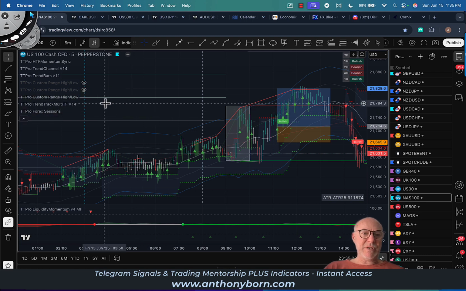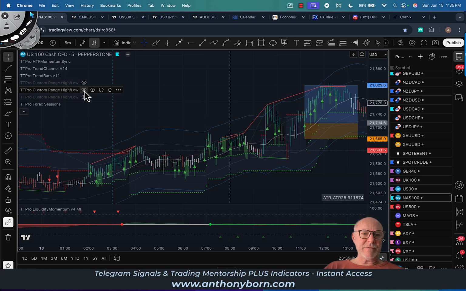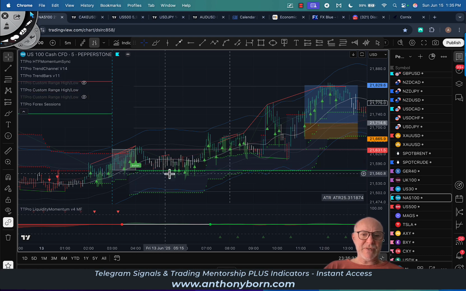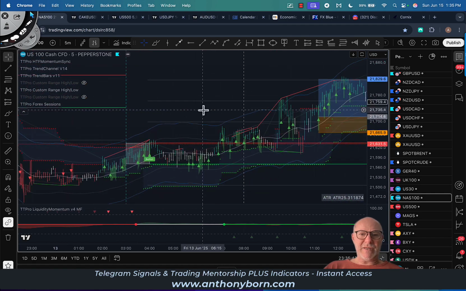This blue line is the London Open. We could try that. Okay, so there's our box for the London Open. We're looking for the first signal. Okay, we can see that was profitable. So that's the London Open yesterday, and you can trade London and New York as well as the Asia session.